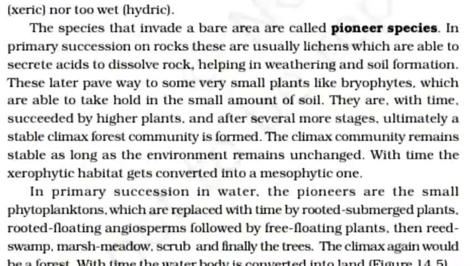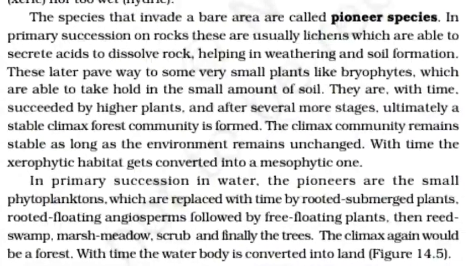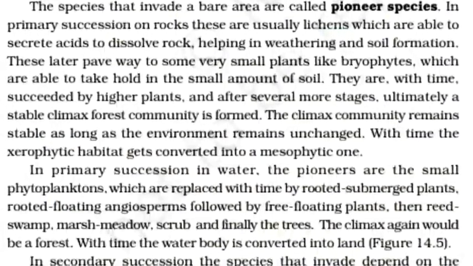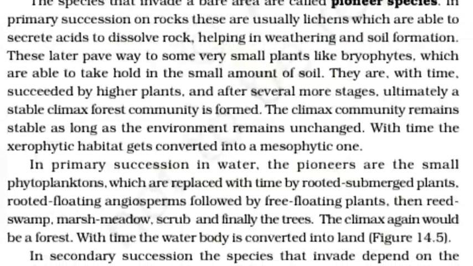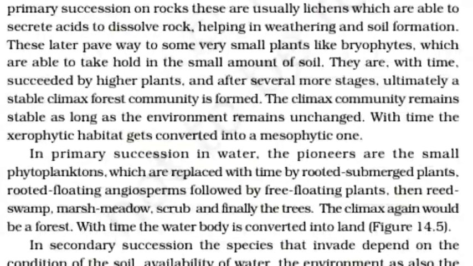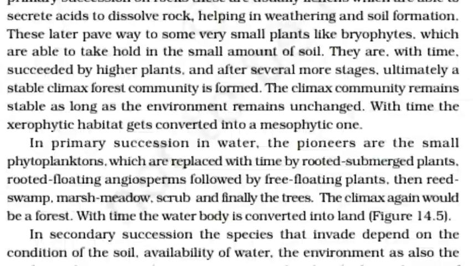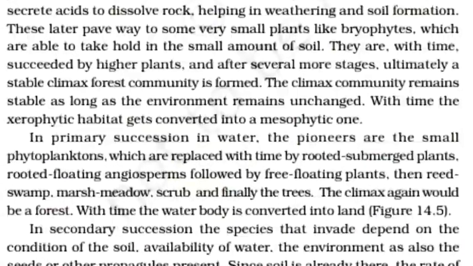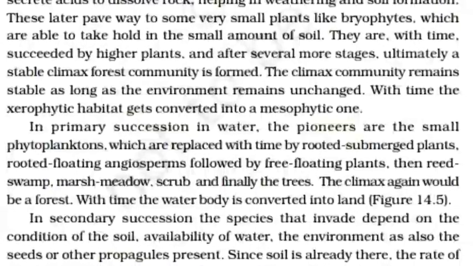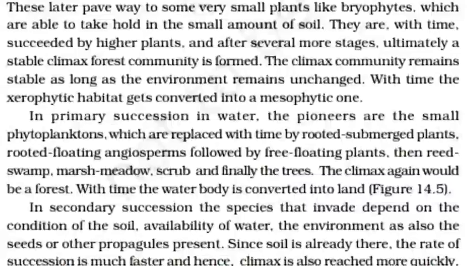In primary succession in water, the pioneers are the small phytoplanktons, which are replaced with time by rooted submerged plants. Rooted floating angiosperms are followed by free floating plants, then reed swamp, marsh meadow, scrub, and finally the trees. The climax again would be a forest. With time, the water body is converted into land.